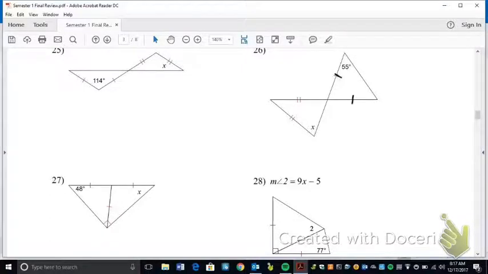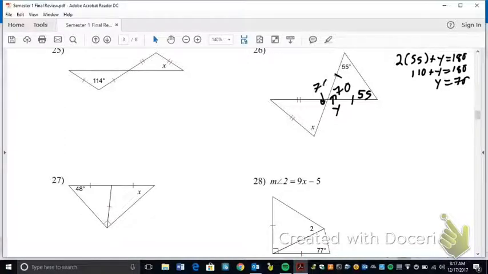So we have 55 there, right? So we know that 55 plus 55 plus y has to add up to 180. So that gives us 110 plus y equals 180, or y equals 70. Okay? So we know that's 70, we know that's 70, and just like number 25, since it's an isosceles triangle, that is 70 as well. So x equals 70 degrees.